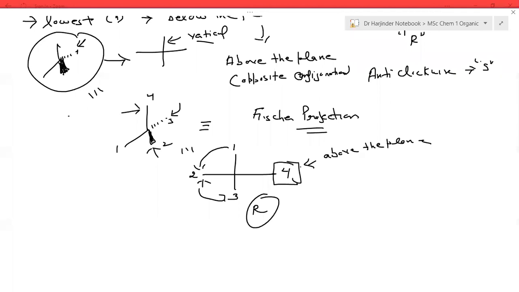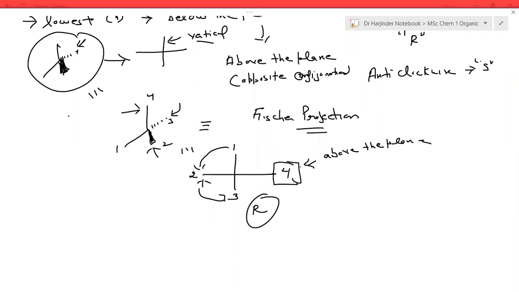Okay, so this approach you have to use. If in a flying wedge the lowest priority group is already below the plane, in that case you will simply write whatever R or S you get by looking at the position of the remaining groups, whether they are clockwise or anti-clockwise. If it is above the plane in a flying wedge, then you have to write the opposite. And in the third case, if your lowest priority group is present in the plane in a flying wedge, the method is to convert it into a Fischer projection and look at its position. In a Fischer projection, if it is on the horizontal line, then it is above the plane. If it is on the vertical line, then it is below the plane.